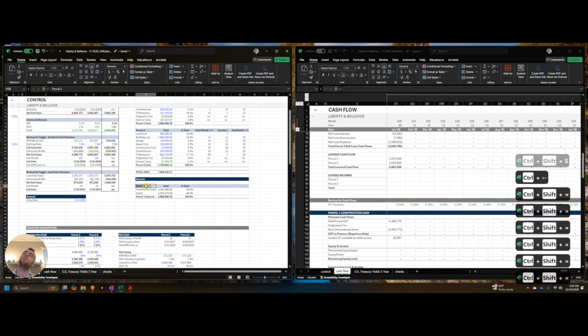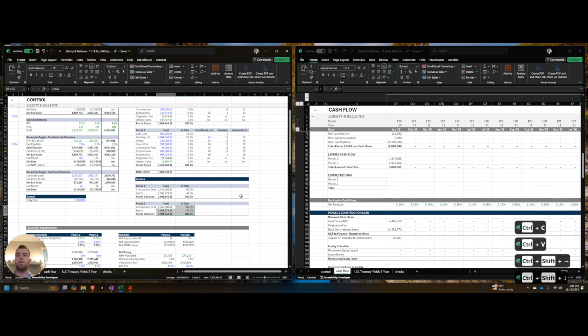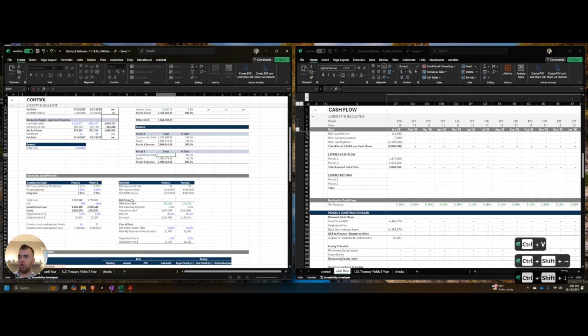Almost done, almost done, almost done. All right. Construction loan for parcel 2 is going to be there. Equity is going to be there. And then I'm just going to do SUMIF.